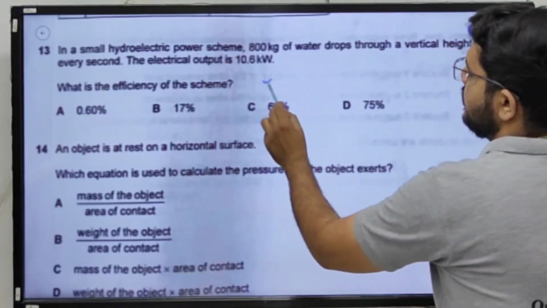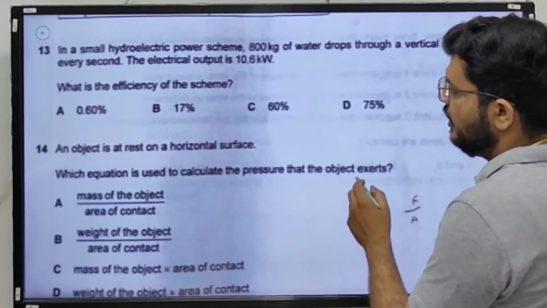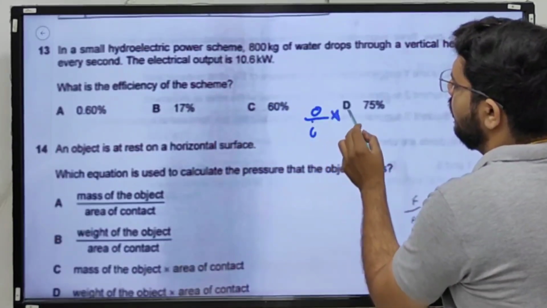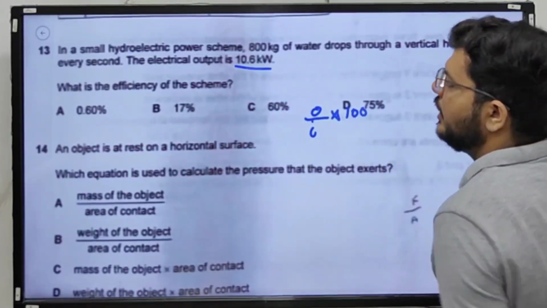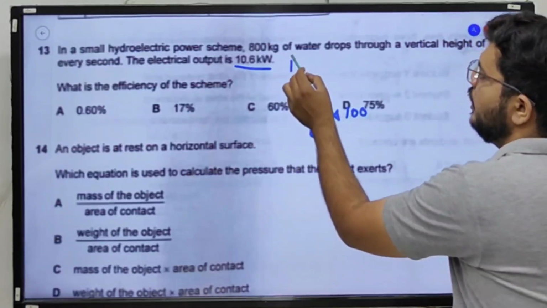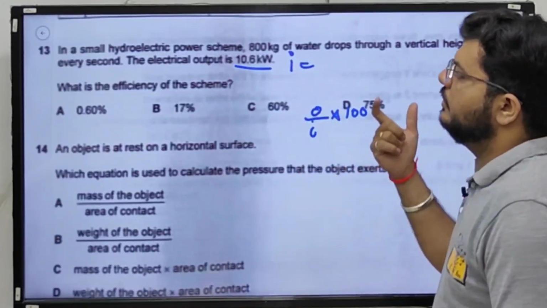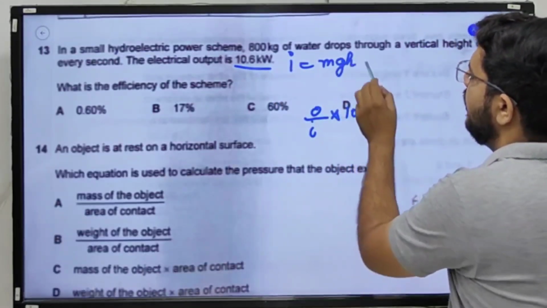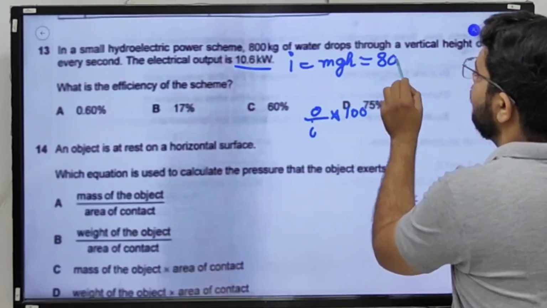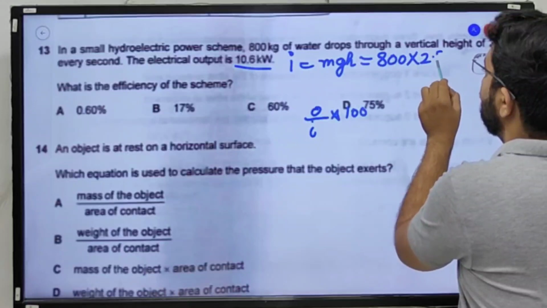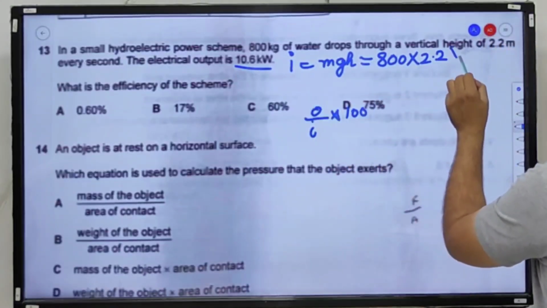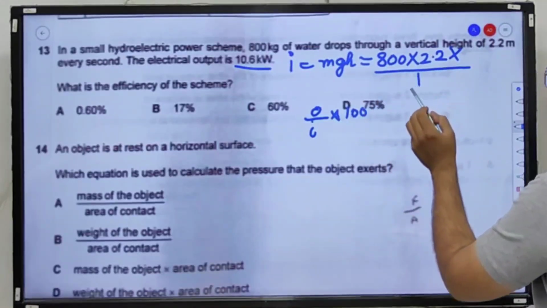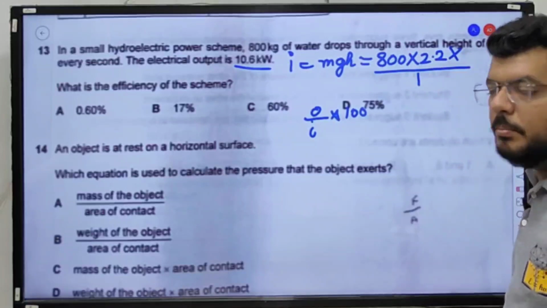Let me write it somewhere else, so we have space for our working. So efficiency is output upon input into 100. Output is already given, 10.6 kilowatts. Let's find the input. Input is nothing but the change in potential energy. Potential energy is mgh, right? This should be 800 falls to a vertical height of 2.2 meters, right? And every second. So 2.2 meters every second, so this will become 1, and therefore joules per second becomes power, right?